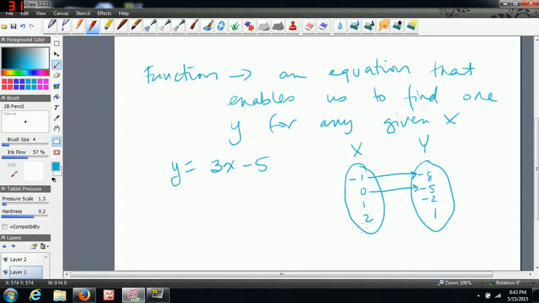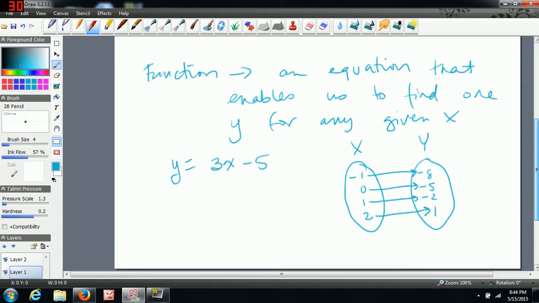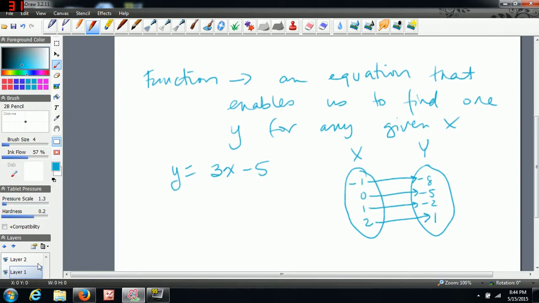And these are just random values I picked over here. If I plugged in 3 times 1, I would get 3 minus 5, which would be negative 2. And then 3 times 2 would be 6 minus 5, which would be 1. So I just plugged some random values in for x, and I found my y values. And when we do a diagram like this, we see that for each x value, we have one corresponding y value.